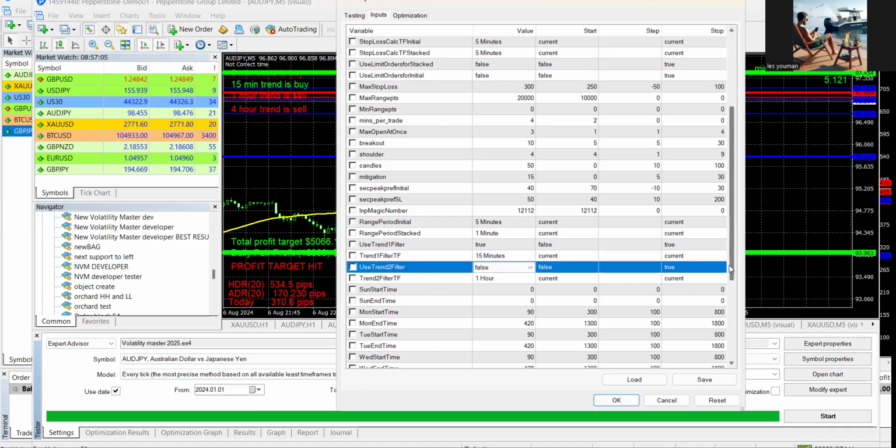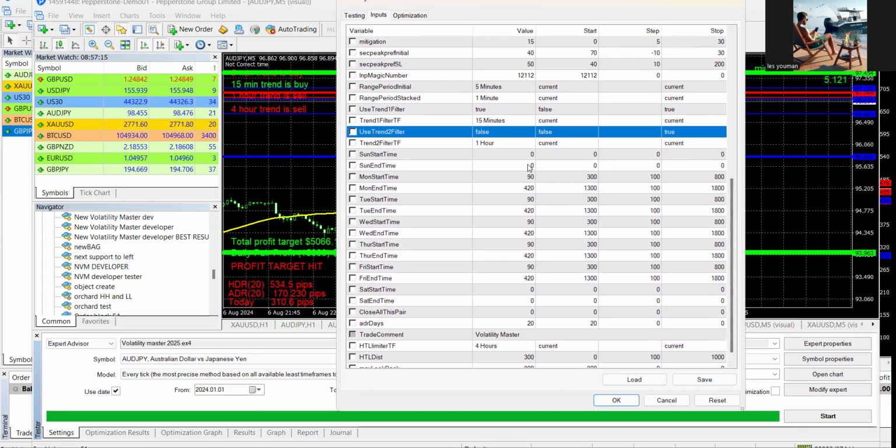Alrighty, so the next lot of settings are our time parameters. This pair, Aussie Yen, is a Forex pair, so it only gets traded Monday to Friday. That's why Saturday and Sunday are set to 0. It wouldn't matter what I had them set to because you can't trade on the weekend. But I have a Monday start time and a Monday end time, Tuesday start, Tuesday end, etc. I've got it set to start at 90 and end at 420.